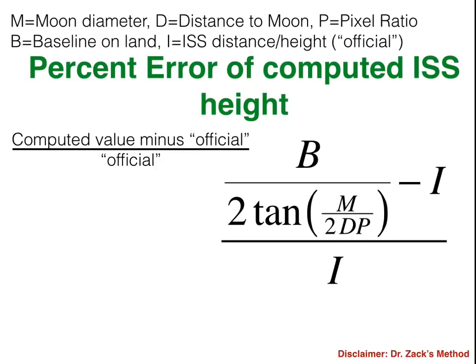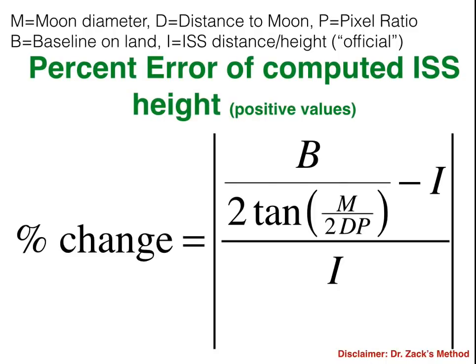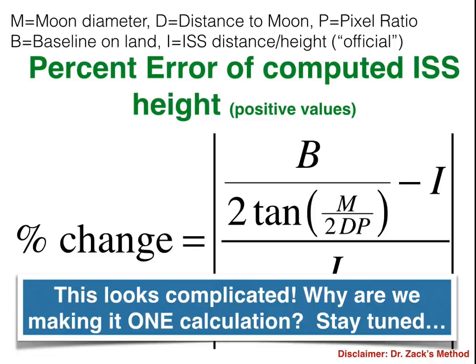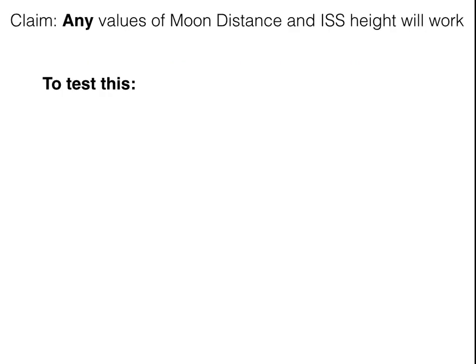All right, so how do we find the percent error of our computed ISS height? That's how we're going to do it. And I'm only interested in positive percent change, so we're going to take the absolute value. Any negative numbers, the negatives are going to get stripped out. Okay, so this looks like a really complicated formula. So why are we making it one calculation? Well, I'm going to answer in a couple slides.